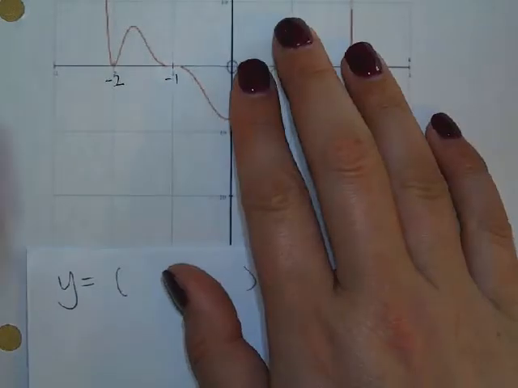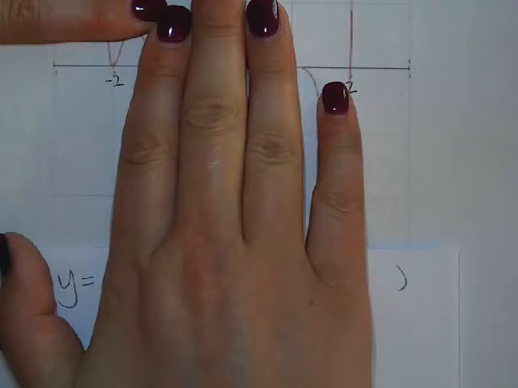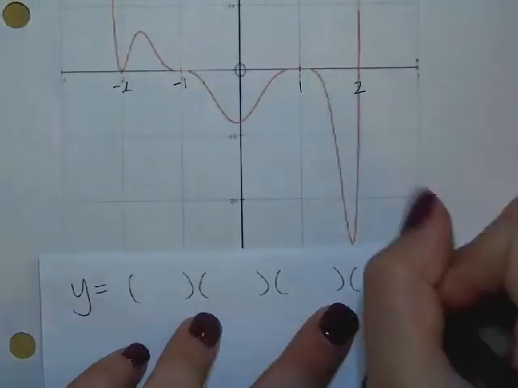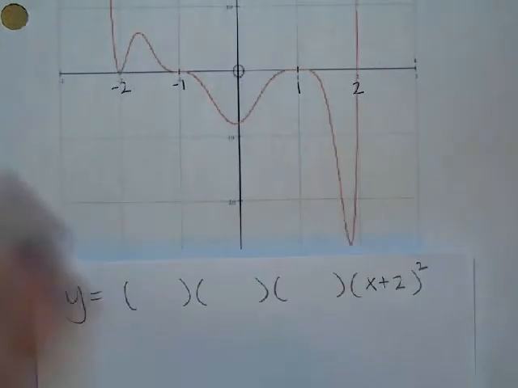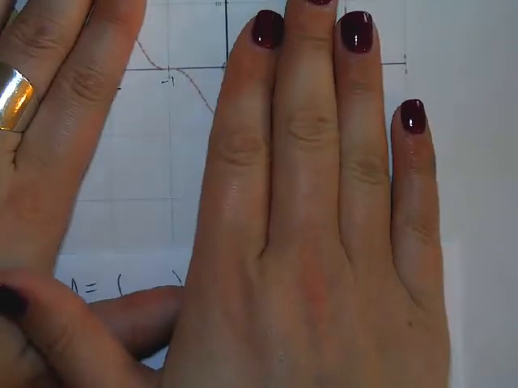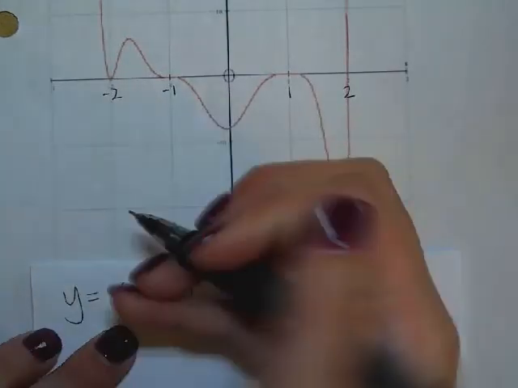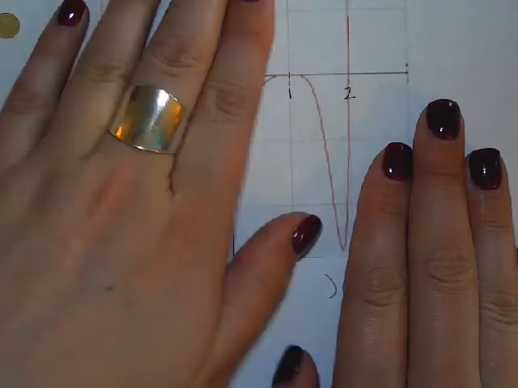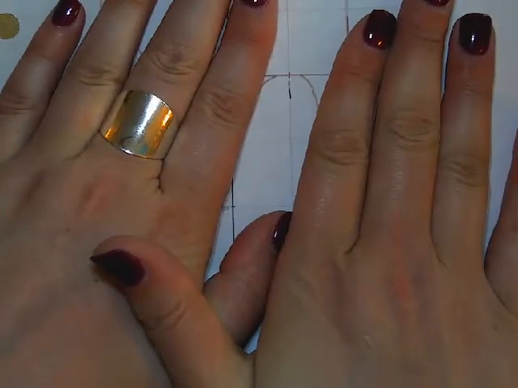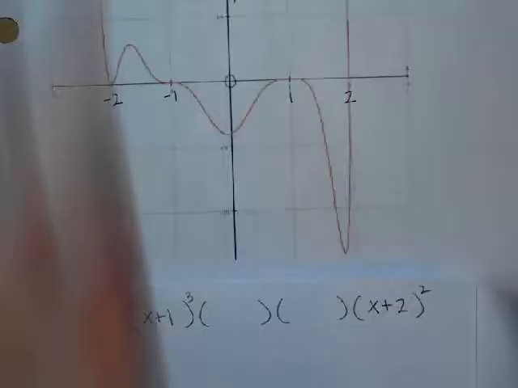So what should I have in my parentheses for that one? X plus 2 squared. I'm going to put it on the end. All right. Somebody other than Christian. Sorry, Christian. What should I put for this one? Yeah. X plus 1 cubed. Okay. I'm skipping that one. What should I put for this one? You're close. X minus 1 squared. Perfect.